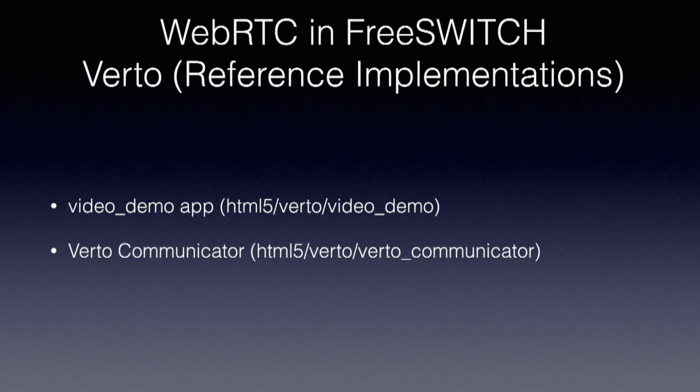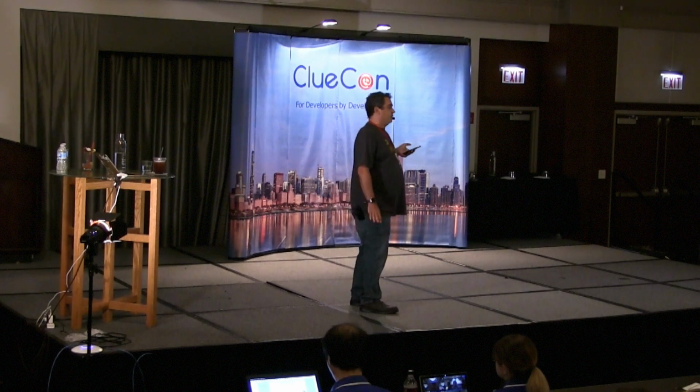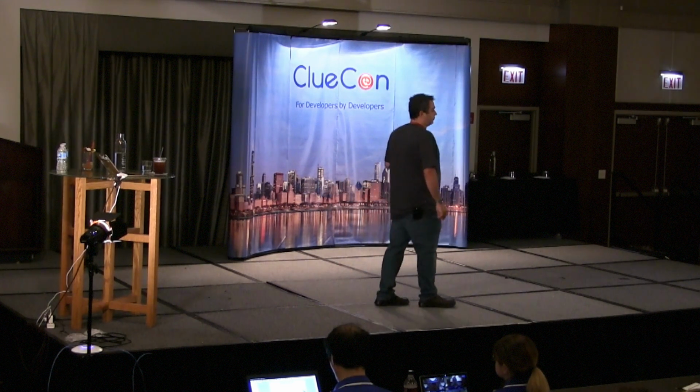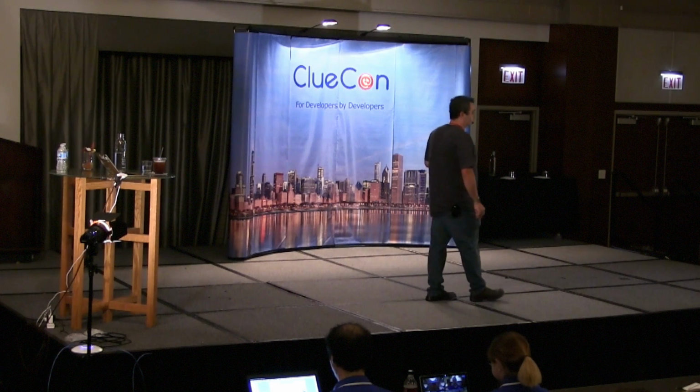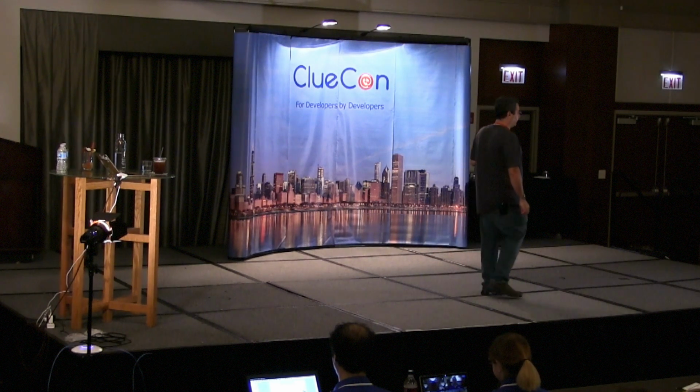We have two reference implementations. We have the original video demo app, which was basically just something I was jotting down while I was developing the code. It's just a big control panel for myself to test things, but it is functional to make calls and do conferencing and see all the things you can do, and serves as documentation by example. Then we have the second generation of that, which is Virto Communicator, which is made by the Evolux guys who are here at ClueCon, and we'll probably be talking about it when it's their turn to speak.